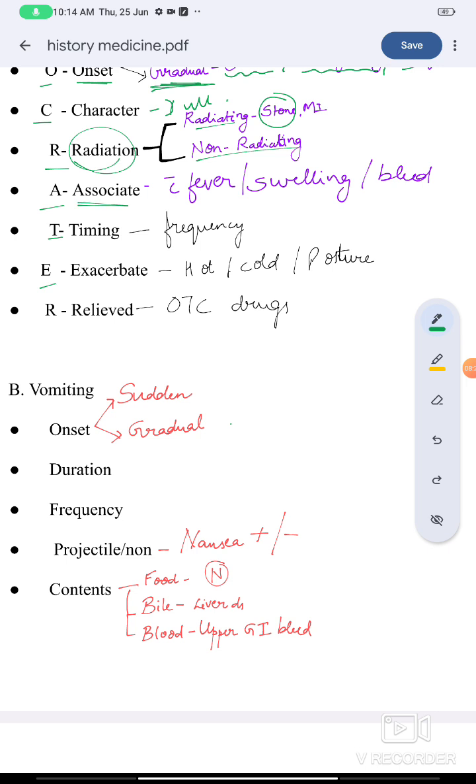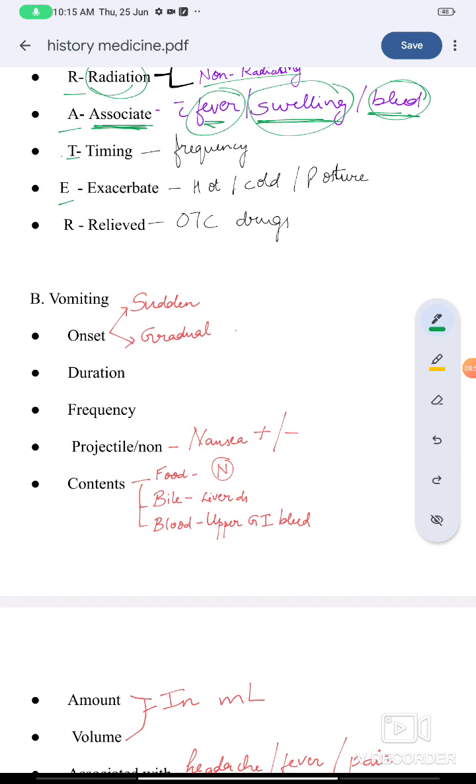Coming to association, A for association. You have to always ask if the pain is associated with any fever, swelling, or bleeding. Bleed may point out towards any trauma, rupture of vessel, or any injury. Swelling may point towards presence of any lump, malignancy, or a tender lymph node pointing towards infection. Other than that, fever, it points towards infection and inflammation.